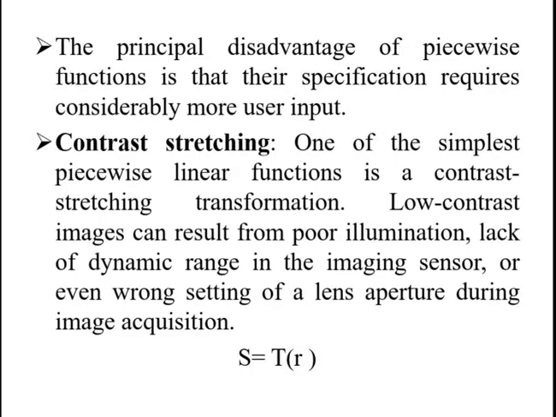The piecewise linear transformation function consists of the following categories. The first one is contrast stretching. One of the simplest piecewise linear functions is the contrast stretching transformation. Low contrast images can result from poor illumination, lack of dynamic range in the imaging sensor, or even wrong setting of a lens aperture during image acquisition. It is denoted by S = T(r).